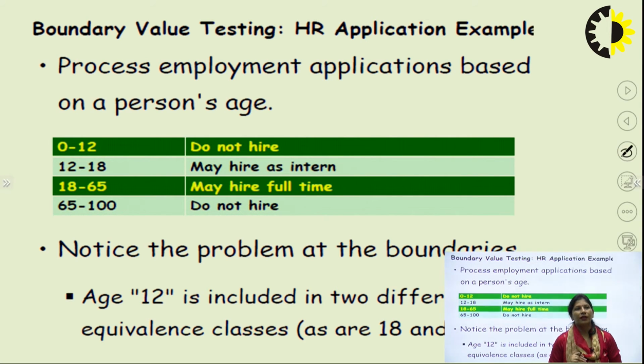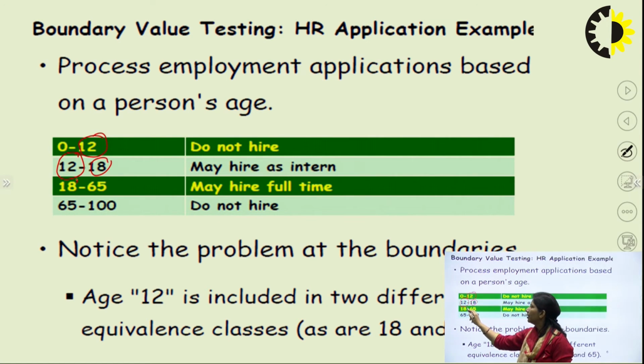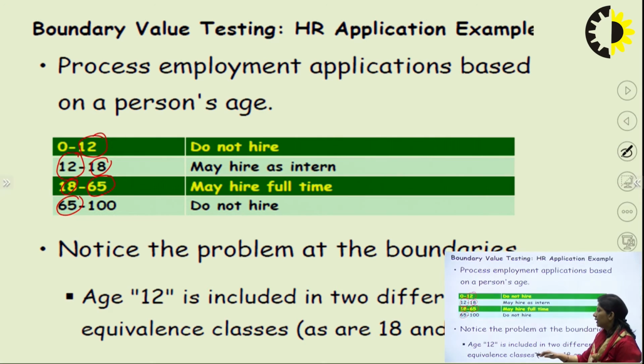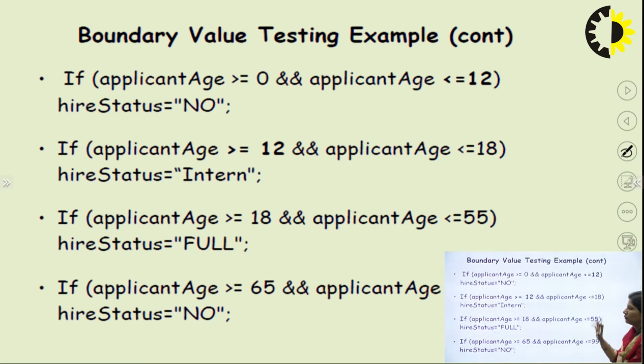Look here at what we have seen. The age 12 is included here, and 12 is also included here. 18 is included here, and 18 is also included here. 65 is included here and here also. That means the ages will have two different classes. If the value is 12, there are two classes: either we should put it in do not hire or may hire as an intern.